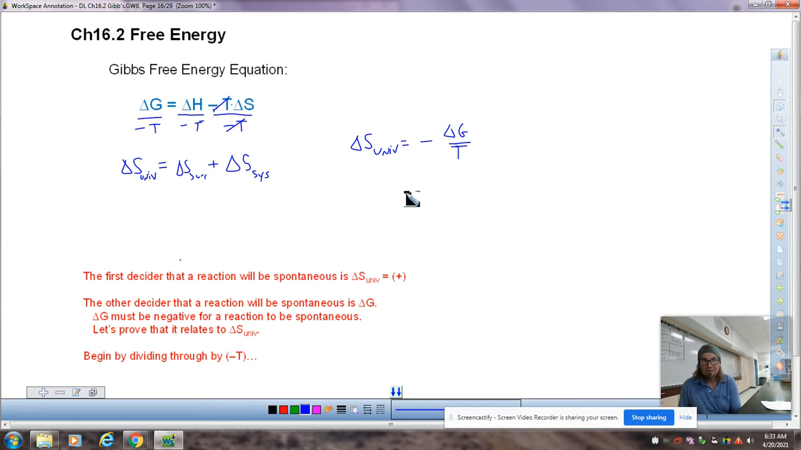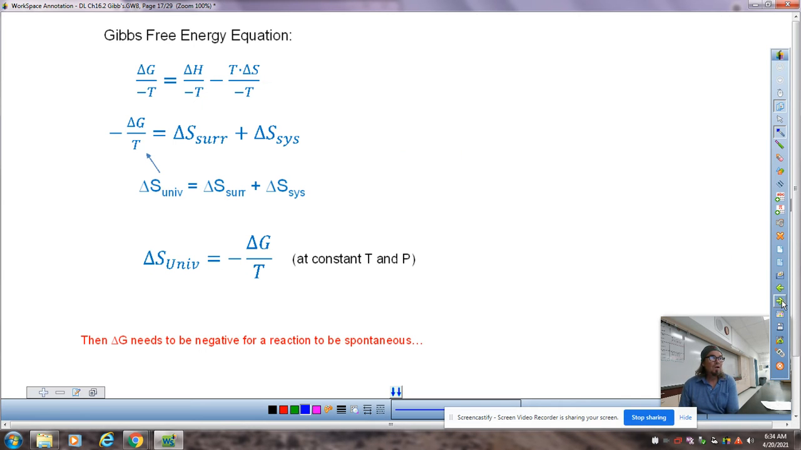Let's leave that negative sign out in front. I don't like the way I just said that to you earlier. So in order for delta S of the universe to be positive, delta G has to be negative so that the two negative signs cancel out and leave us with a positive answer on both sides of the equation. Okay, so there's the proof of how this works.